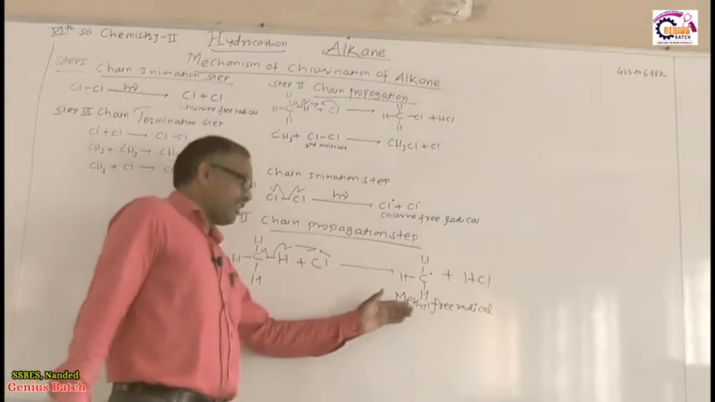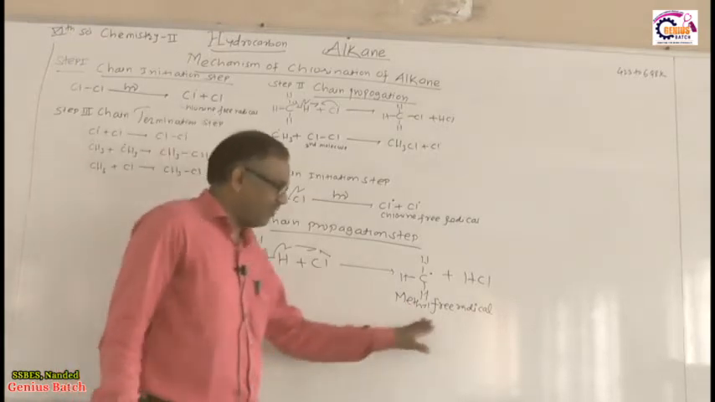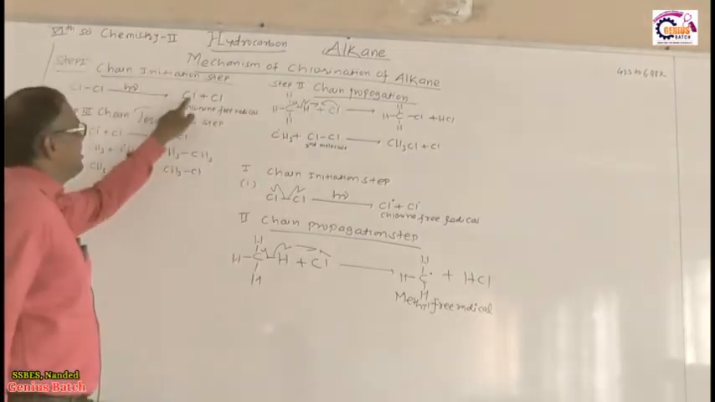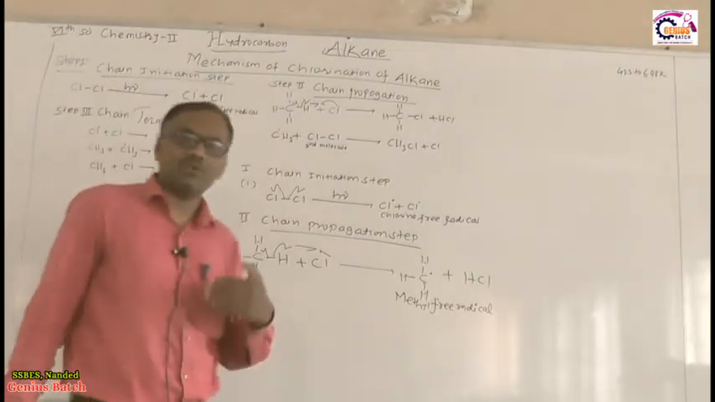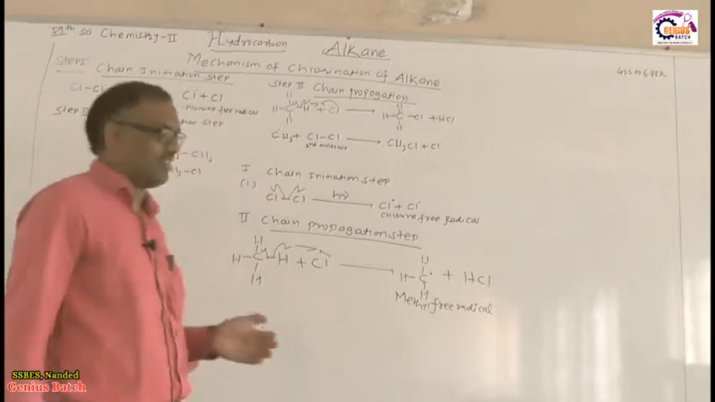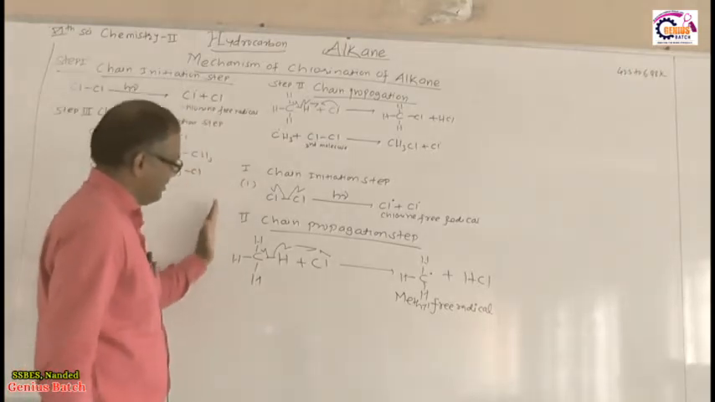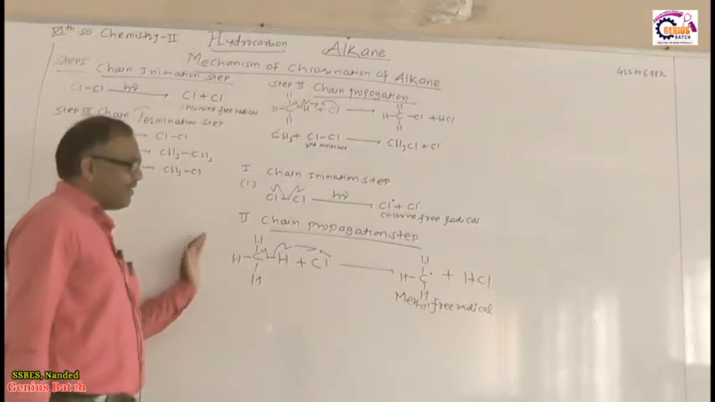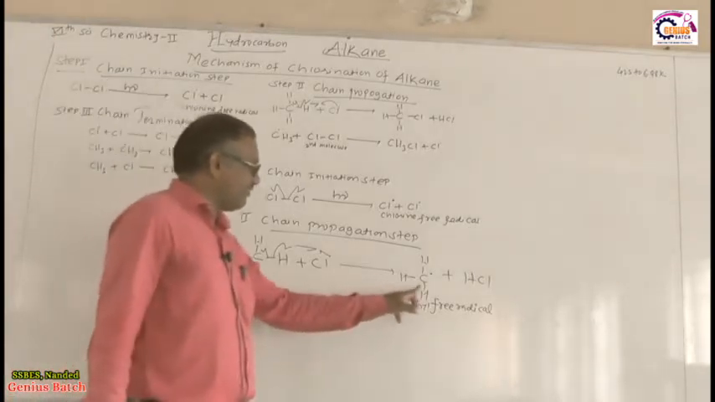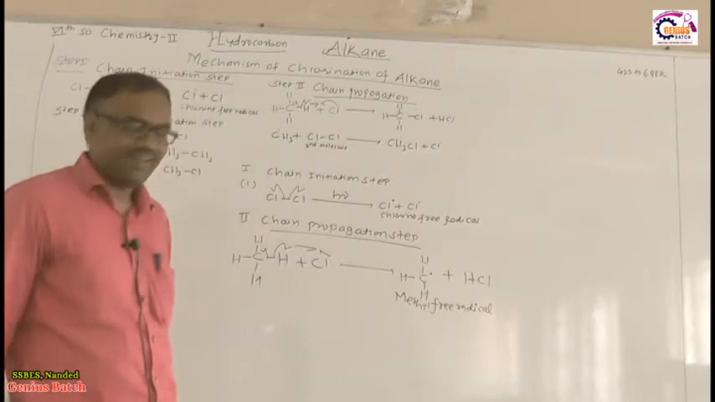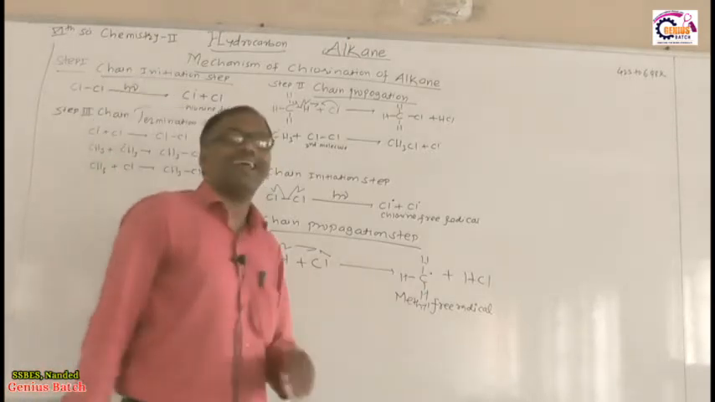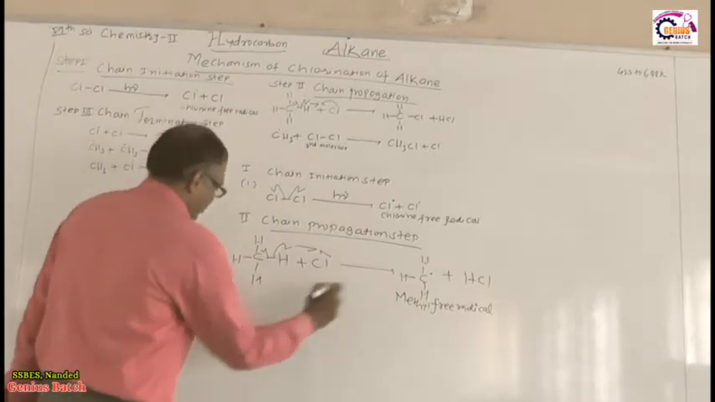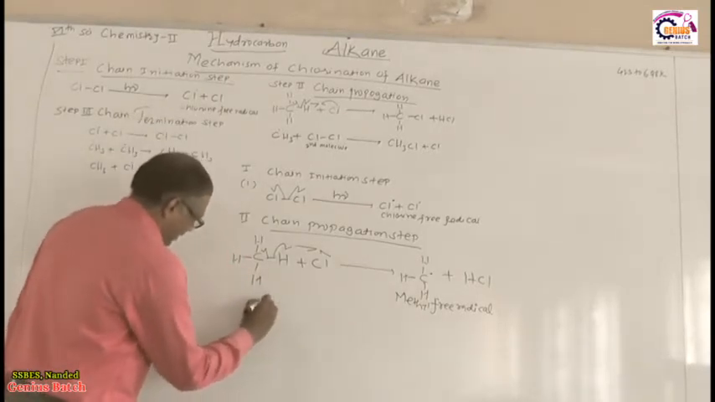So in the chain propagation step, the methyl free radical is produced. In the chain initiation step, who initiated the reaction? The chlorine free radical initiated it. So this is the first step, this is the second step. Now what happened actually? This methyl free radical again combines with the second molecule of chlorine.